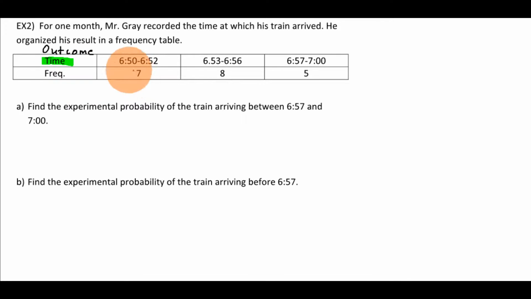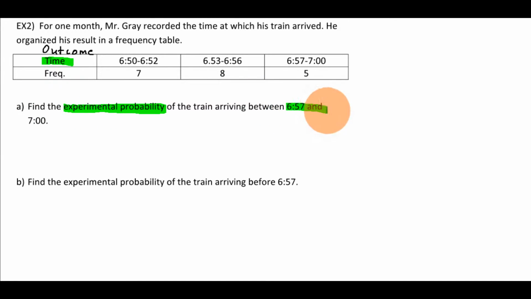It's how many times the train has arrived between this period, how many times it's arrived between this period, and how many times it's arrived between this third period. So let's look at this first example. It asks to find the experimental probability. I'm going to highlight those 2 words, experimental probability, of a train arriving between 6:57 and 7 o'clock.